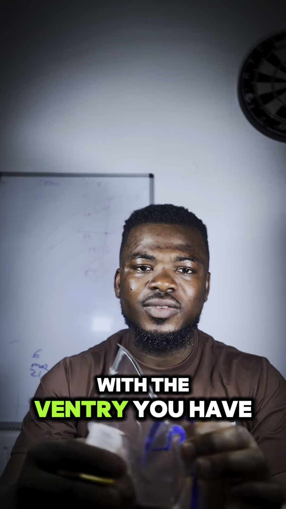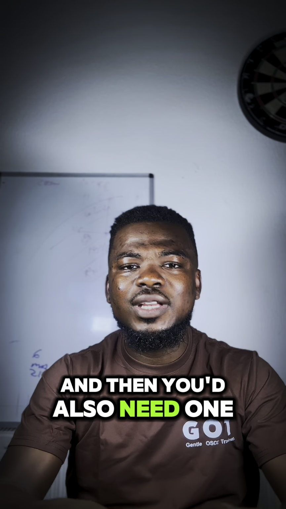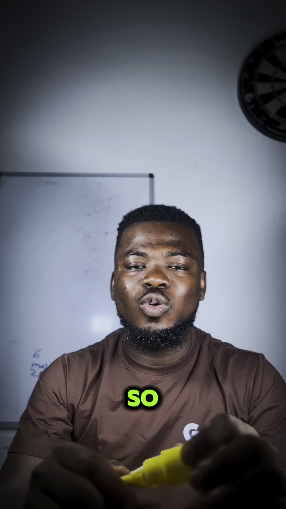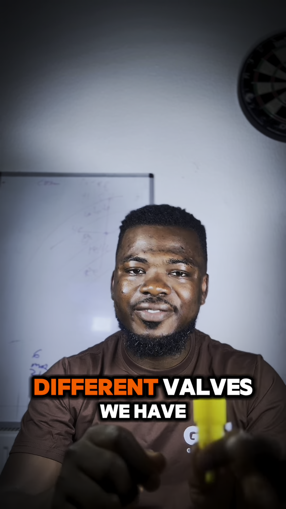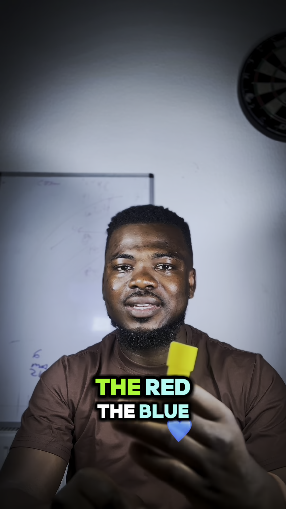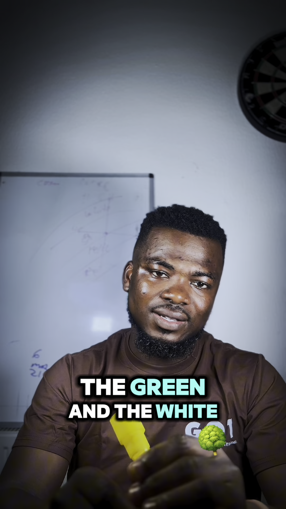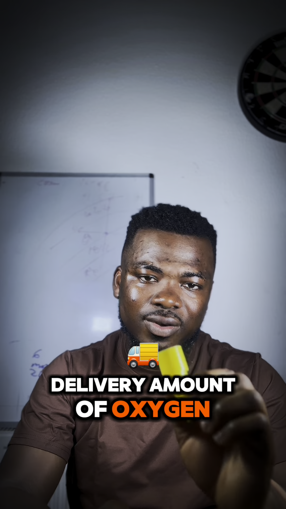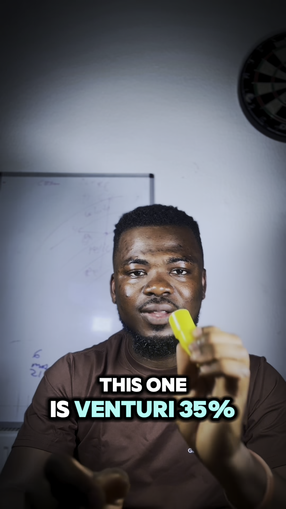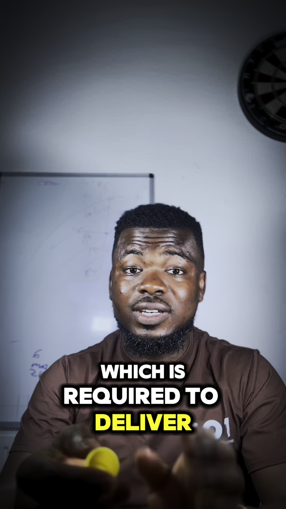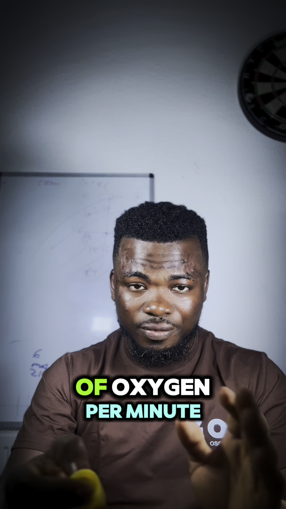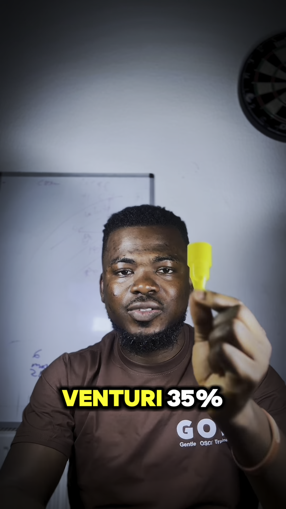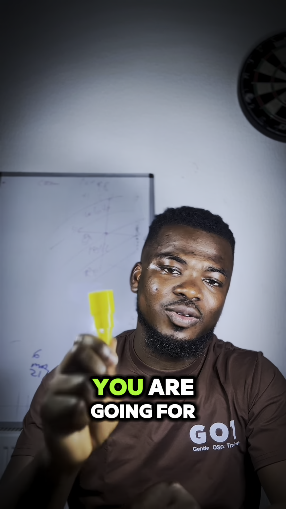If you don't meet the reservoir mask, you may also meet the venturi. So with the venturi, you have the mask, and then you'd also need one special item, which is called the valve. So with the venturi, it has different valves. We have the yellow, the red, the blue, the green, and the white as well. And each of them has a special delivery amount of oxygen. So this one is venturi 35%, which is required to deliver 8 liters of oxygen per minute. So if your prescription says venturi 35%, then this is what you are going for.